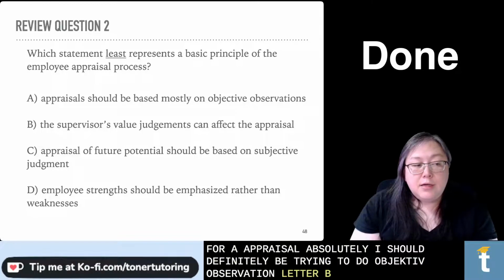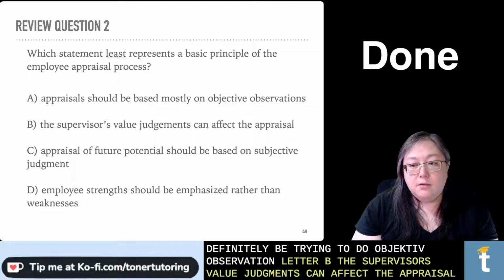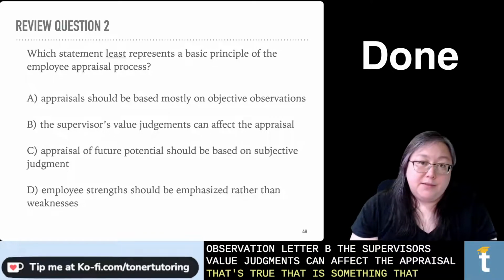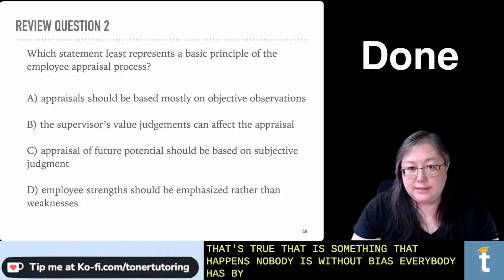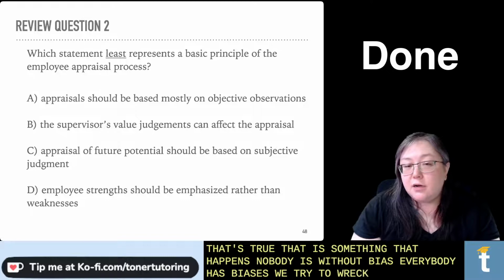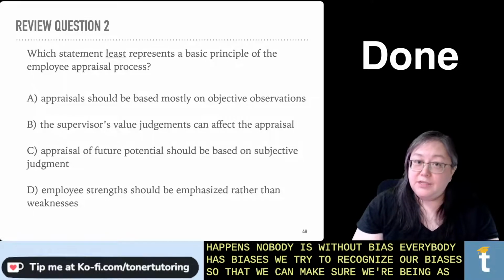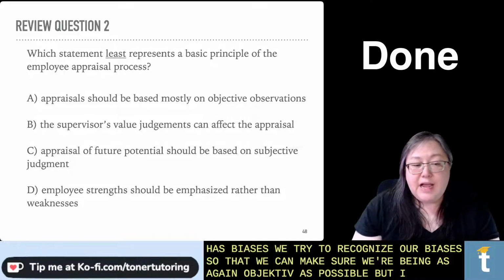Letter B, the supervisor's value judgments can affect the appraisal. That's true. That is something that happens. Nobody is without bias. Everybody has biases. We try to recognize our biases so that we can make sure we're being as, again, objective as possible. But everybody has value judgments.